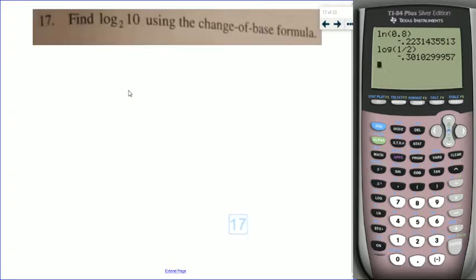Okay, so this is a logarithm that we can't use our calculator for, so we need to use the change of base formula. The change of base formula is going to be log base b of c equals a.